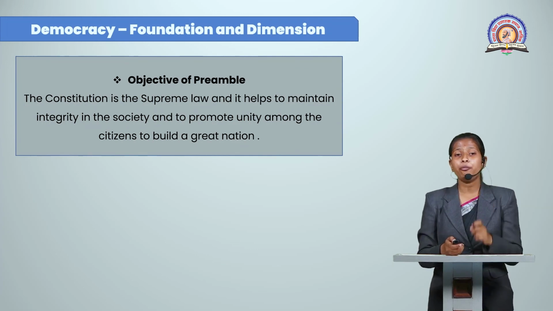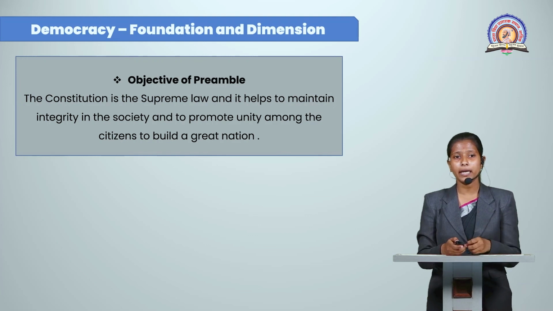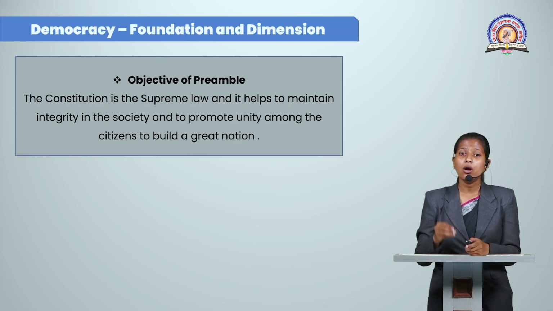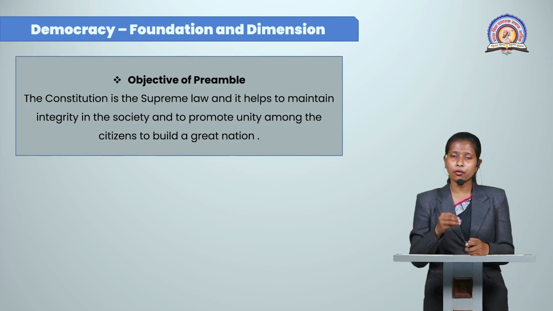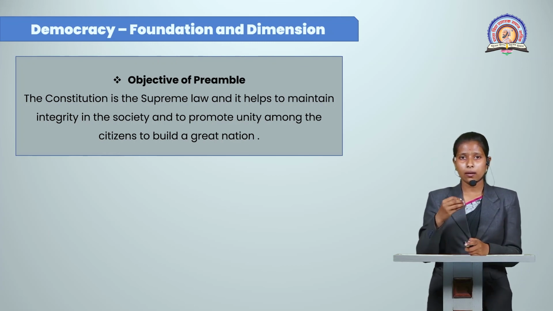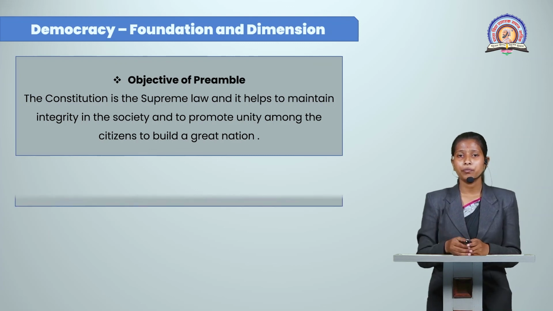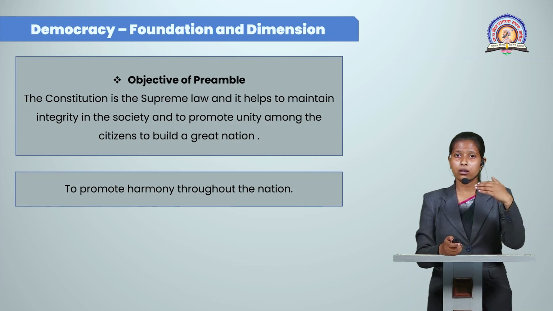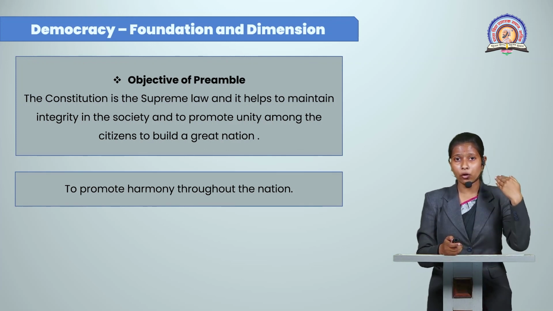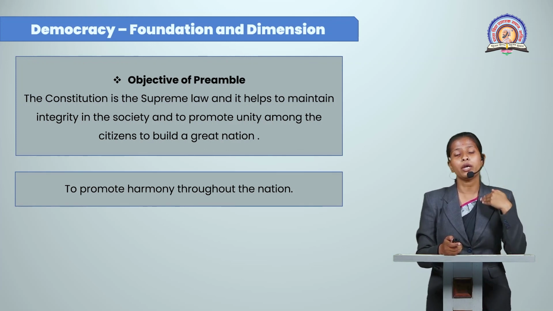The objective of the preamble is that the constitution is the supreme law, and it helps to maintain integrity in society and to promote unity among the citizens to build a great nation. So this is the objective. Now the preamble consists of some words, its nature, its source. Democracy is the word included in the preamble, which is the outcome of the regulating acts from 1600 to 1947.